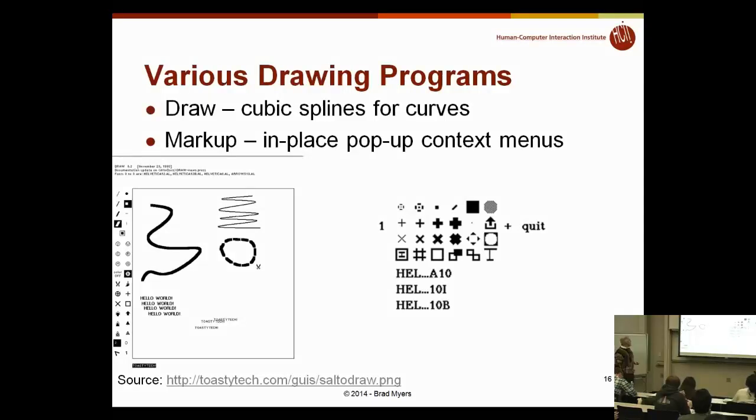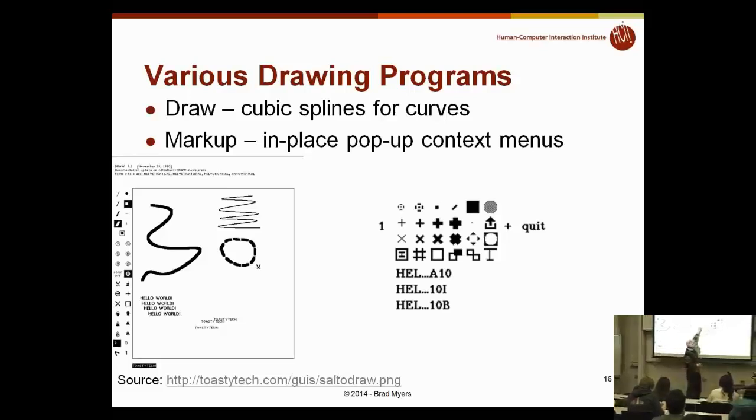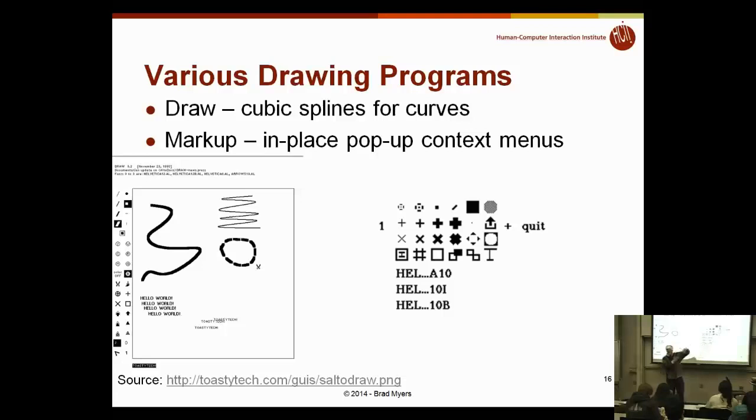Whereas Markup used everything as pop-up menus, kind of context menus. And they're a little weird compared to modern ones. When you pressed down, you only got a single row. And if the option you wanted wasn't in the row you were looking at, you would move your cursor up and down, and then the other rows would appear after that. So kind of a weird interaction.